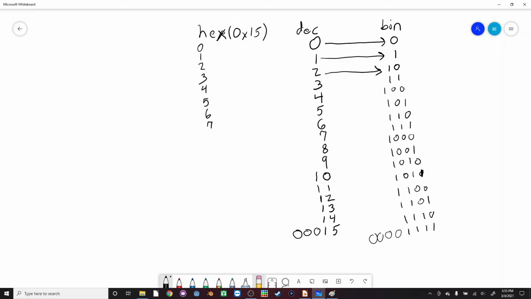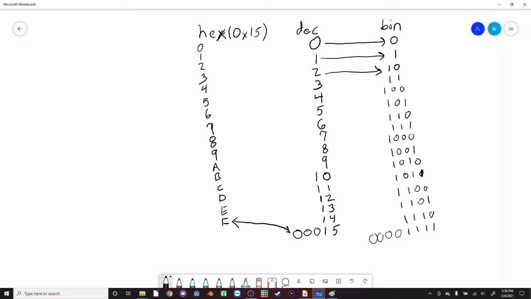We still have to be able to fit 16 values into the first digit. Let me fix this. Okay, what are we going to do? Because we still have to stay in the first digit. What somebody decided to do at one point in time is to just use the alphabet: A, B, C, D, E, and F. So this is equivalent to 15, by the way.